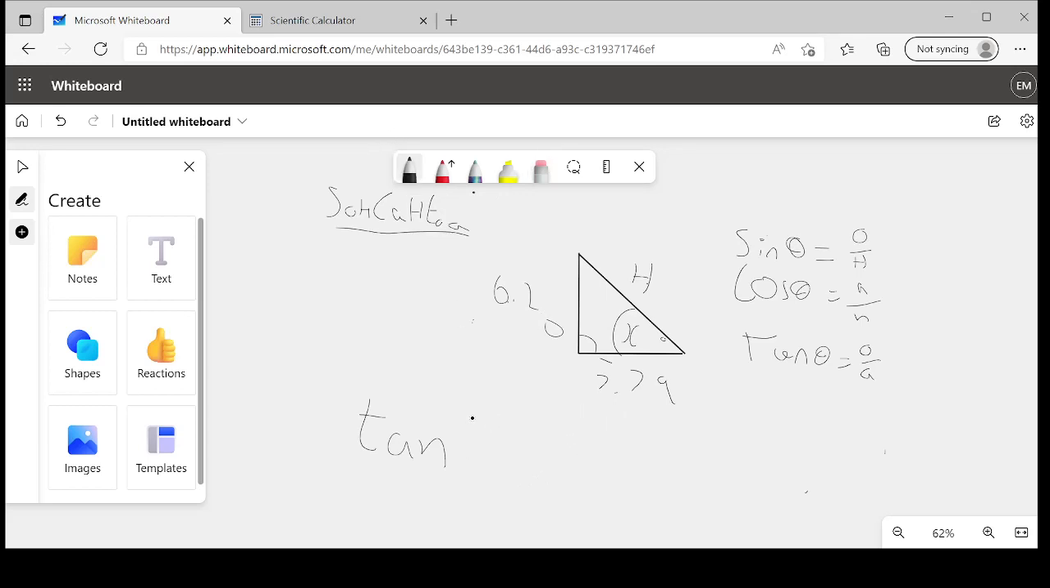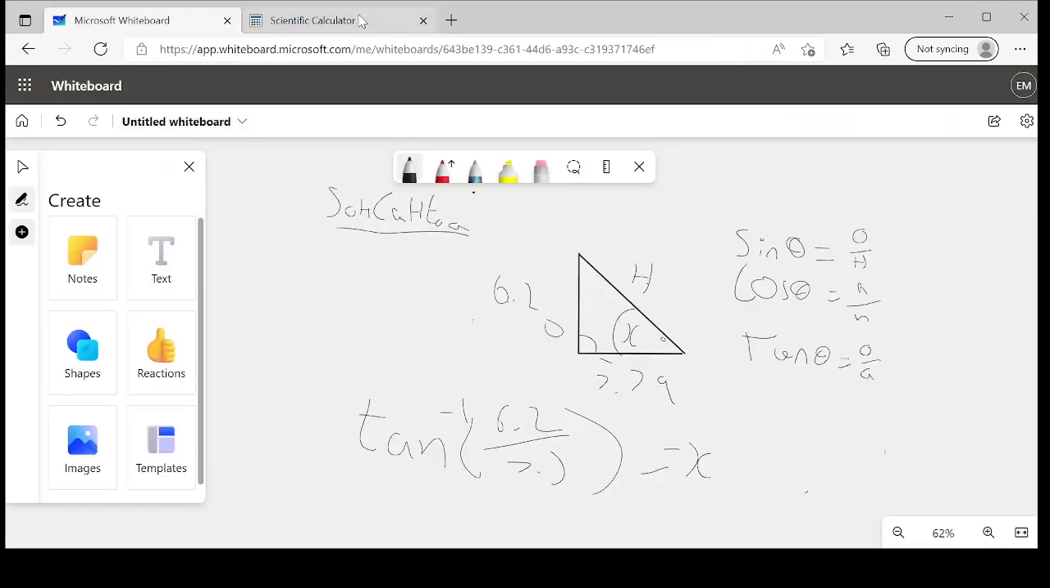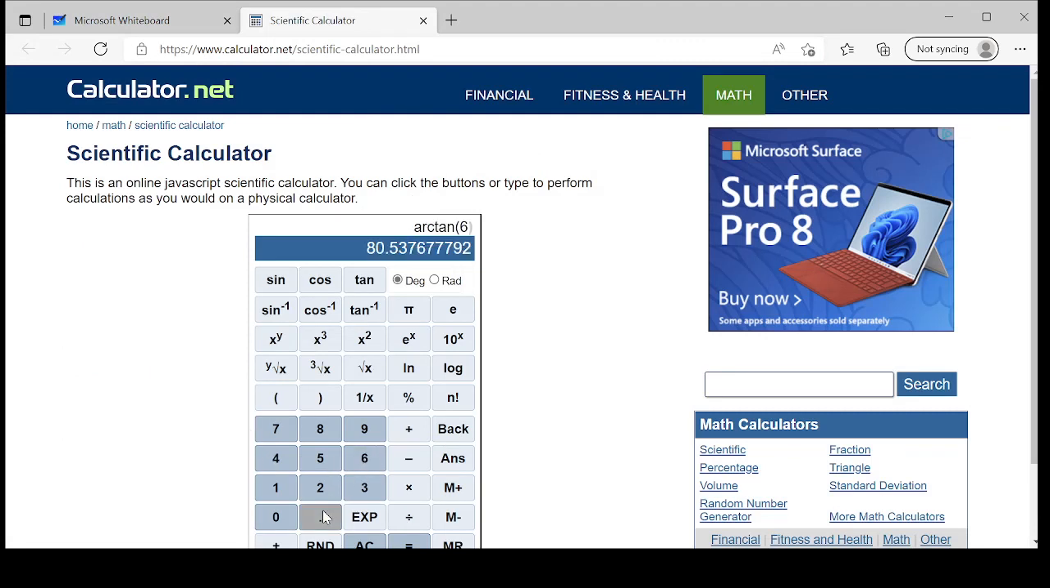Tan 6.2 over 7.7, and we know that that is equal to x. But as you remember, we can't leave tan like that. We have to put it to the -1. And then we can just go over to our calculator. Tan to the -1 is equal to 6.2 over 7.7. So we can just do 6.2 divided by 7.7, and that will give us 38.840, and we round that down to 38.84.